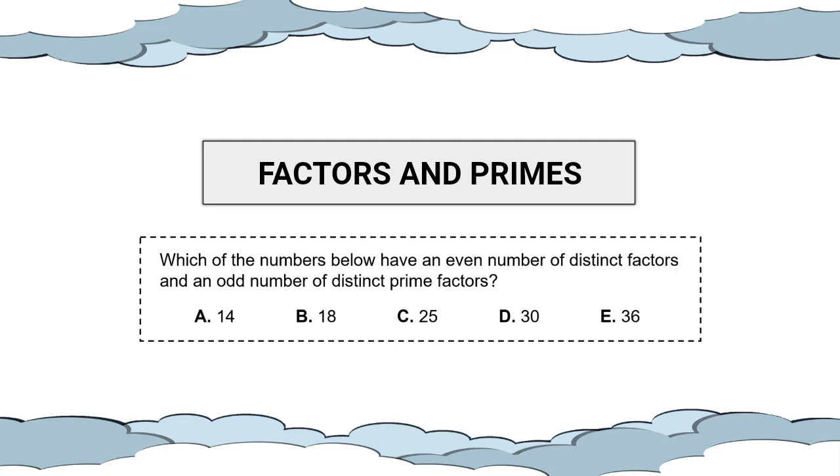In this video, we're going to cover factors and prime numbers, and this is the problem we're going to look at today. Which of the numbers below have an even number of distinct factors and an odd number of distinct prime factors? At this moment, you can either stop the video and try to solve it on your own, or you can keep going and we'll get right into the solution.